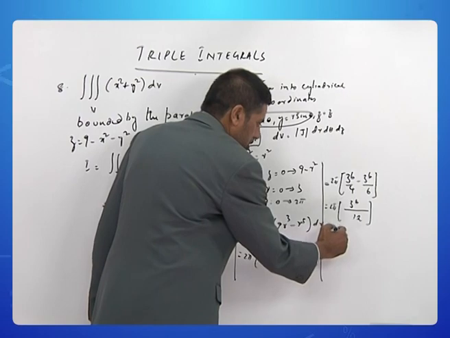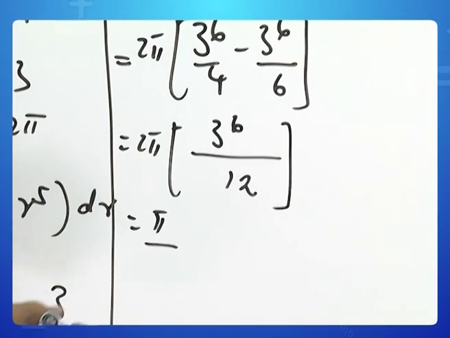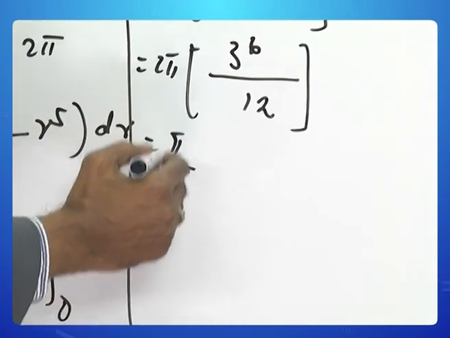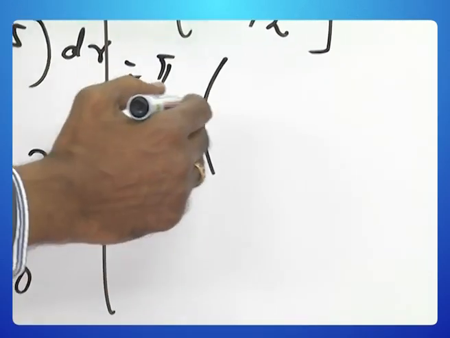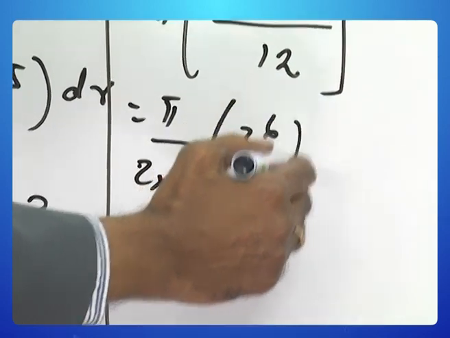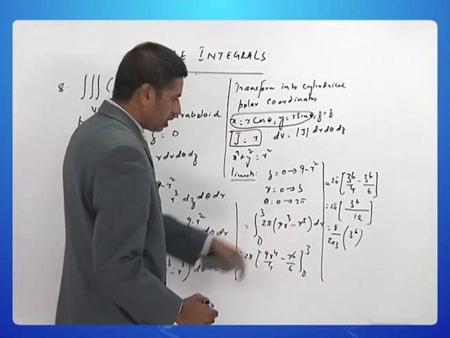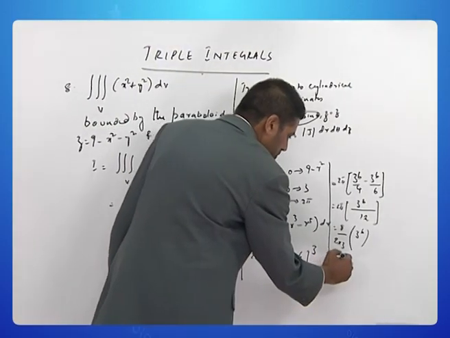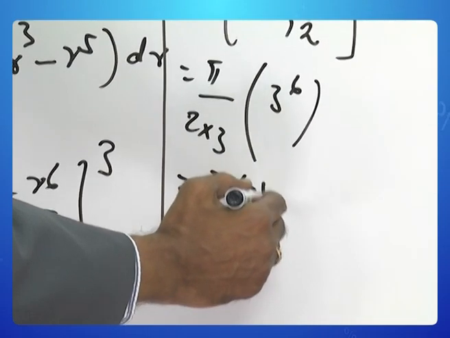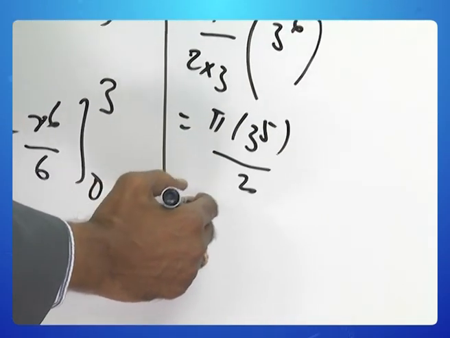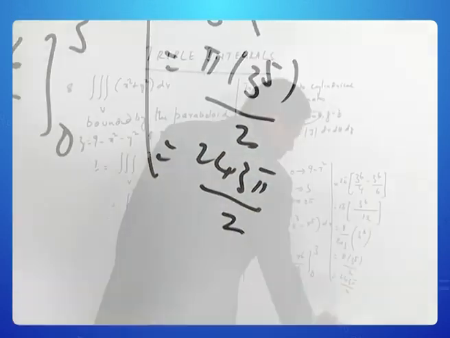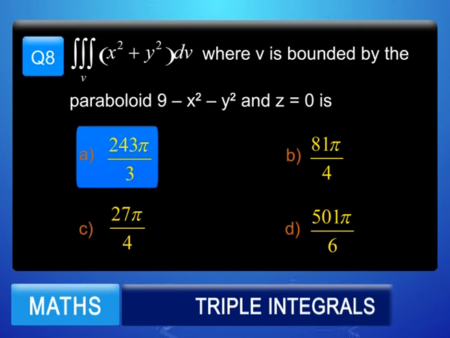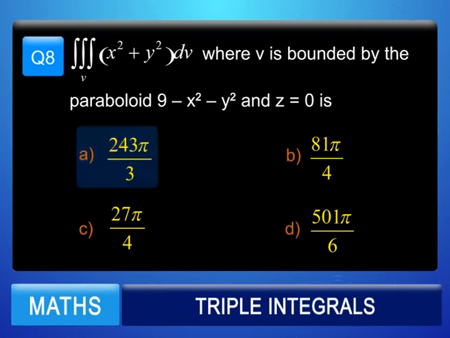So we can call this pi by 6. 6 we can write as 2 into 3 into 3 power 6. So one 3 will get cancelled. So we'll have pi into 3 power 5 by 2. So this will be 243 pi by 2. And the correct option for this problem is A.